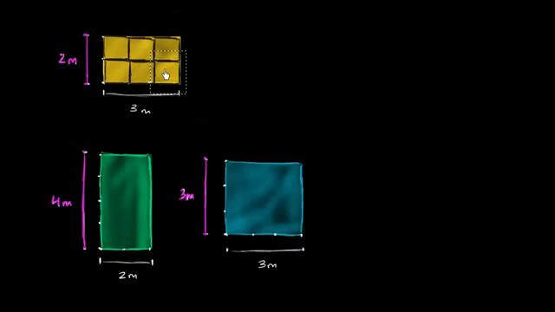Did I really have to sit and count 1, 2, 3, 4, 5, 6? You might have recognized that I could view this as really two groups of 3. Let me make that very clear. So for example, I could view this as one group of 3, and then another group of 3. Now, how did I get groups of 3? Well, that's because the width here is 3 meters. So I could put 3 square meters side by side.